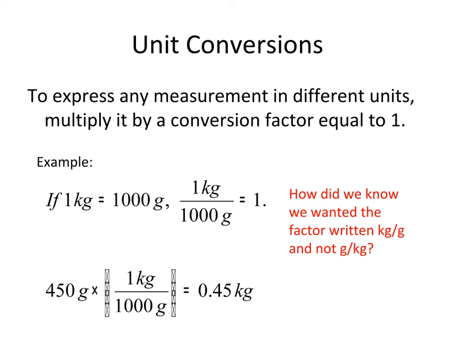Now, how do we know we want to write the factor in kilograms per gram or in grams per kilogram? Well, we know that we want grams to cancel, and we want to be left with kilograms. So we know that we want to have grams in the denominator and kilograms in the numerator.